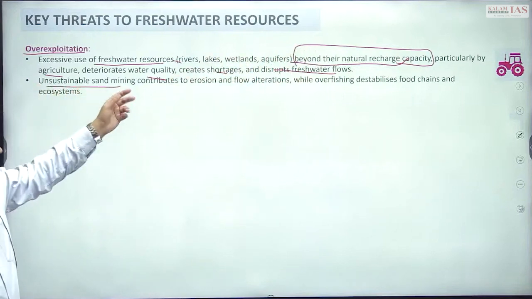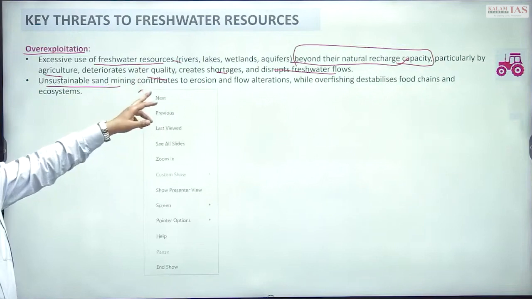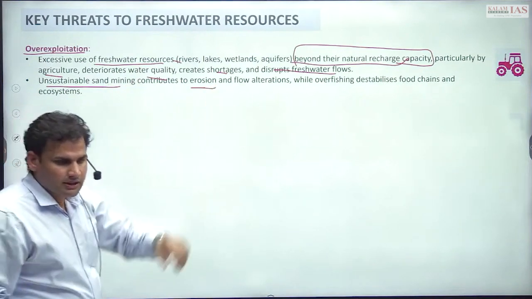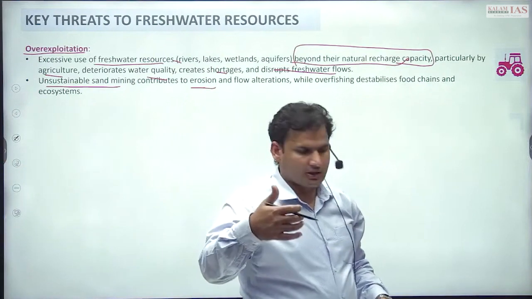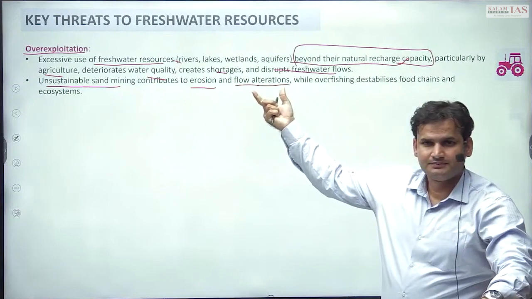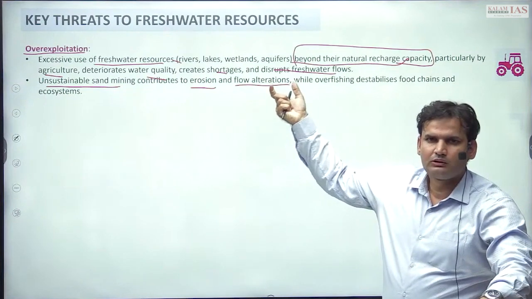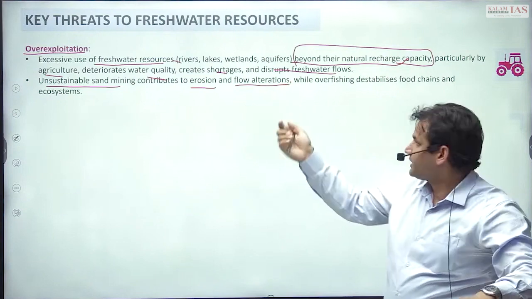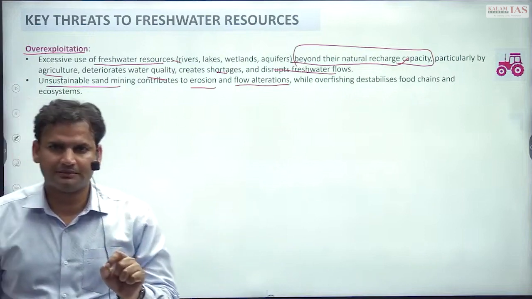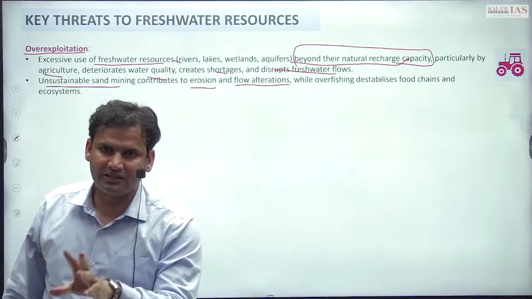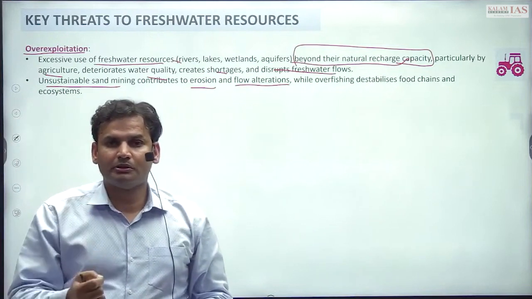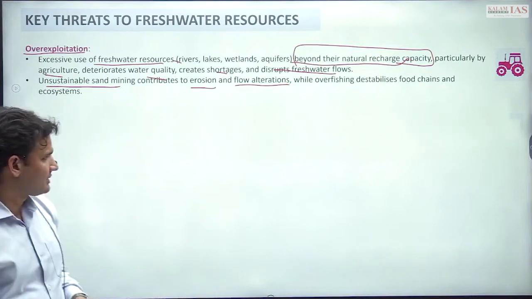Thereafter, unsustainable sand mining, it contributes to erosion, definitely. And if there would be erosion, it would lead to what? It would lead to flow alterations. The course of the river or the water body may get altered, and if the water body's course is altered, what would happen? Protection against extreme weather events would be lessened. We would be more prone, or more vulnerable, towards the disasters.